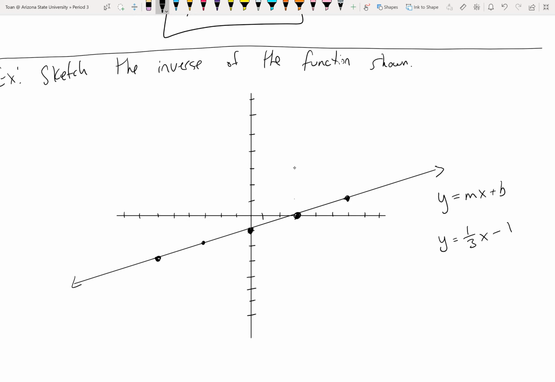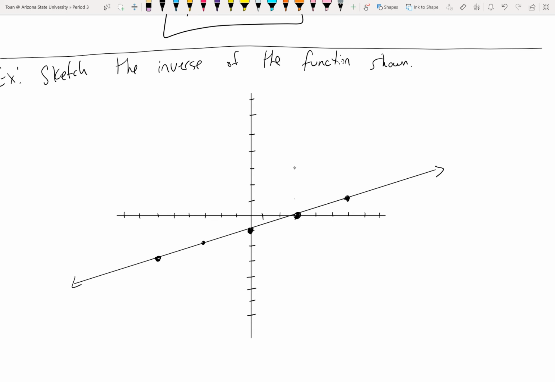What if I didn't give you a simple line? What if I gave you a crazy quadratic or crazy cubic? Coming up with this original equation is hard. So how in the world am I supposed to sketch the inverse without having the equation? Well, we're just going to use the big idea. The relationship between a function and the inverse is that the x's and y's, they literally just swap.